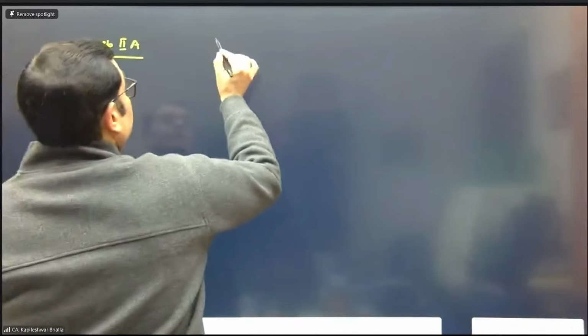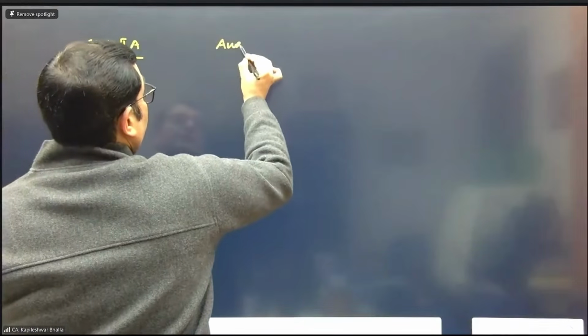Two analyses, two net assets, two NCI, two goodwill. So everything becomes double. So basically, your workload enhances because now you need to do everything twice. So let's begin with step number 2A, that is analysis of other equity.